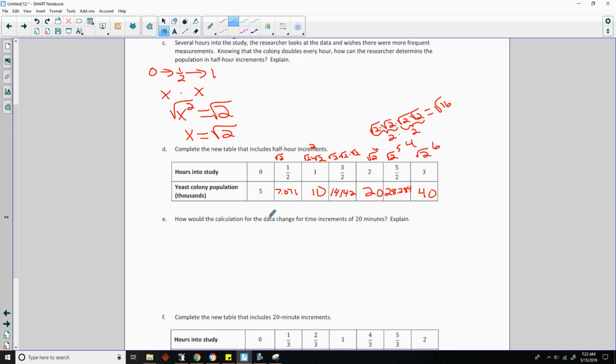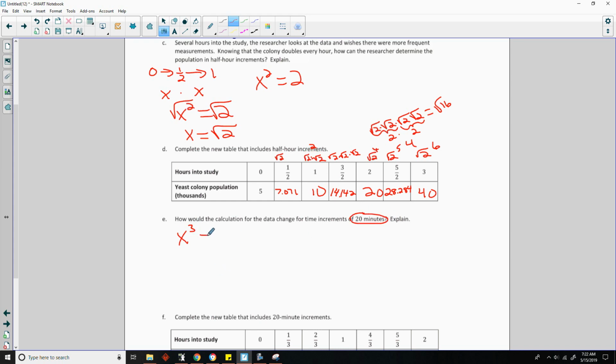How would the calculation for the data change for time increments of 20 minutes? Explain. Okay, so you can think of it this way. If I go back up to here and say x squared equals 2, we're doubling every factor of x squared because there are 2 half hours in 60 minutes, right? 2 30-minute blocks in 60 minutes. How many 20-minute blocks are in 60 minutes? 20, 40, 60. There's 3. So we would just change our exponent to how many of this size blocks are in the hour.